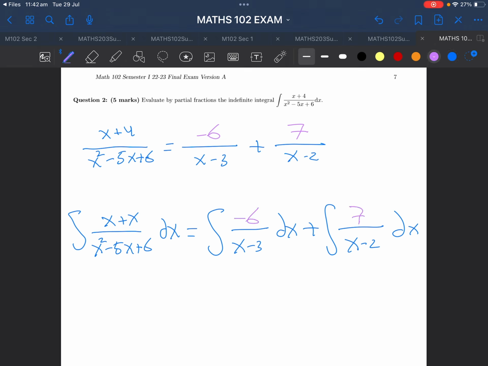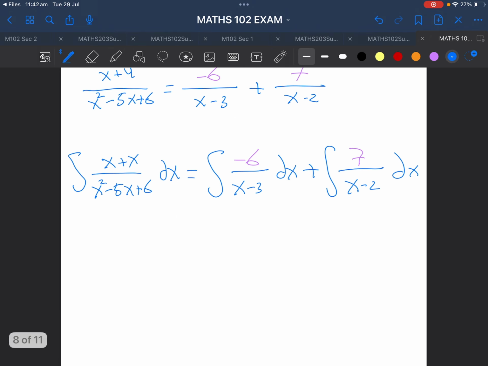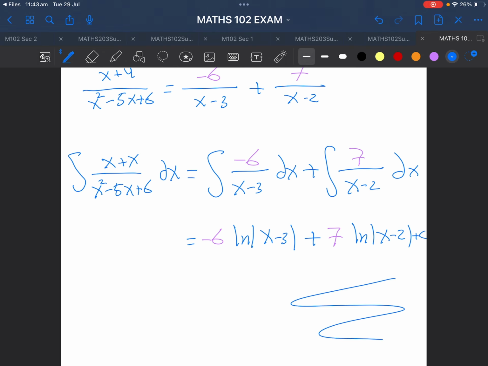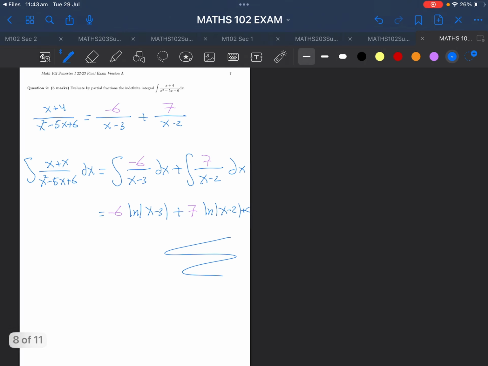7, -6. Now, this integral, we know it. It's just the ln. So it will be just -6 ln absolute value x minus 3 plus 7 ln x minus 2. Of course, plus the constant of integration, and that's the answer here. So partial fraction, find a, b, and then do the integration using the formula that we have, and that's question number 2. Let me go to question number 3.